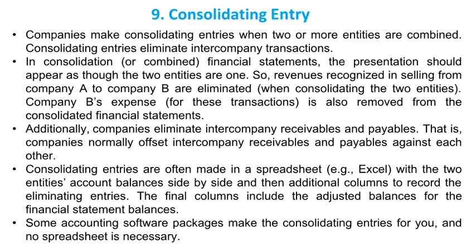Consolidating entries are often made in a spreadsheet, e.g., Excel, with the 2 entities' account balances side by side and then additional columns to record the eliminating entries. The final columns include the adjusted balances for the financial statement balances. Some accounting software packages make the consolidating entries for you, and no spreadsheet is necessary.